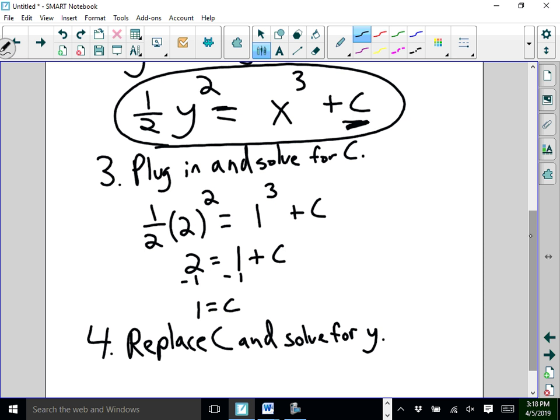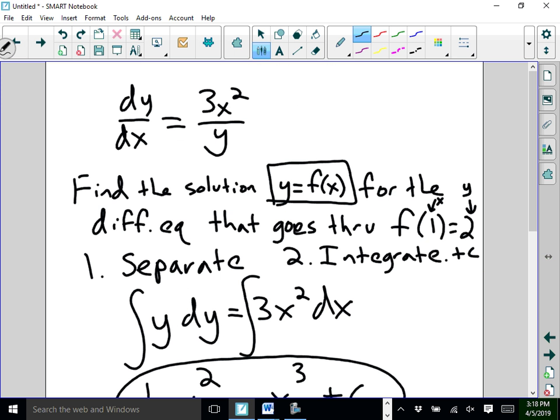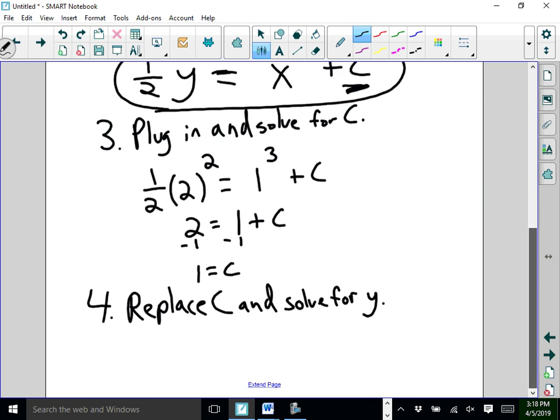So I'm going to have 1/2 y squared equals x cubed. Instead of plus C, I'm going to put plus 1. Okay.